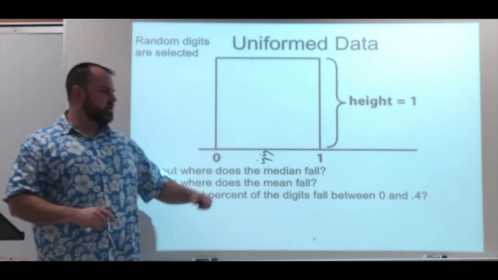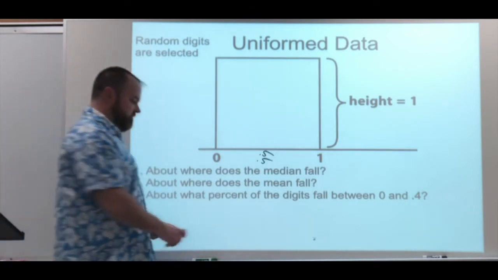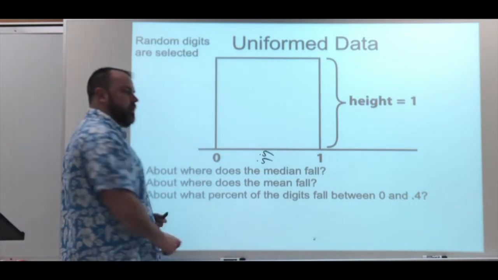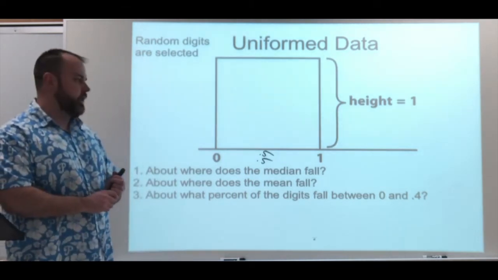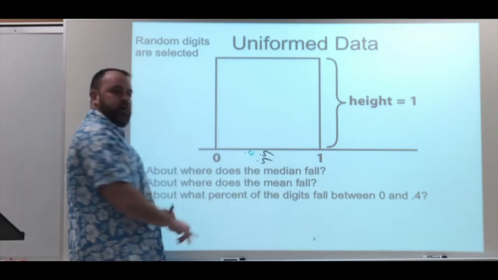About what percent of the digits fall between 0 and 0.4? Well, again, if it's 100%, we're going to be looking at the area that's being filled in. So if we're looking from 0 to 0.4, let's just say 0.4 is right about there.